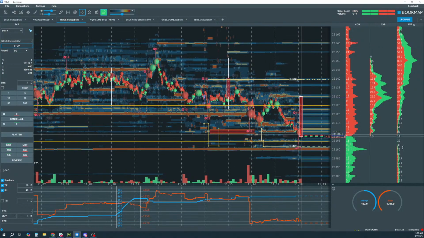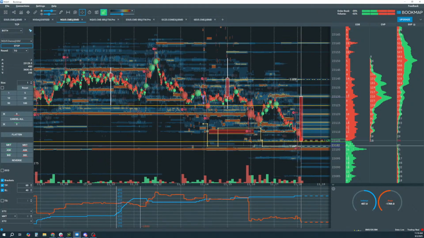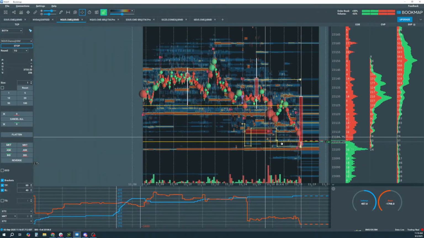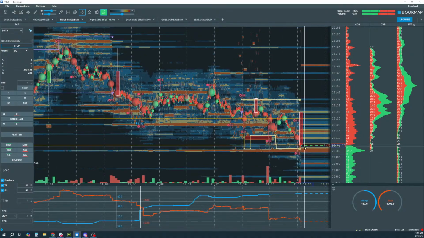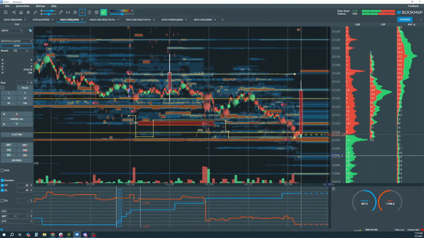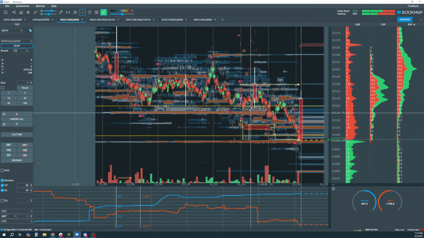Okay, very thin down here. This is that rejection though, right? So let's see if we see the rejection here. Okay, so we got filled there right in front of that 100 liquidity, which is about 35 contracts there, as you can see.